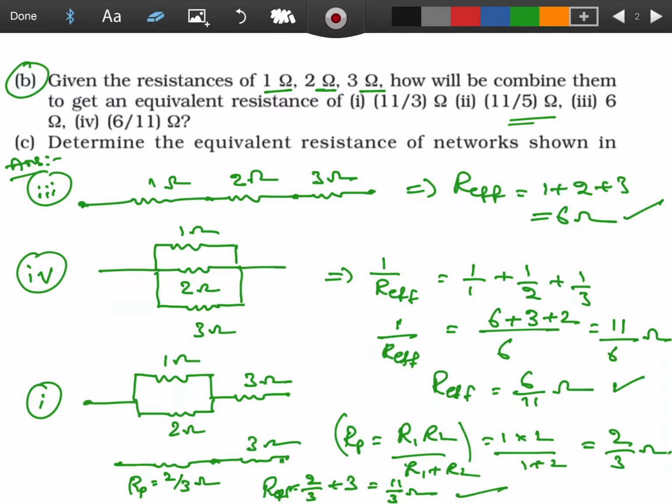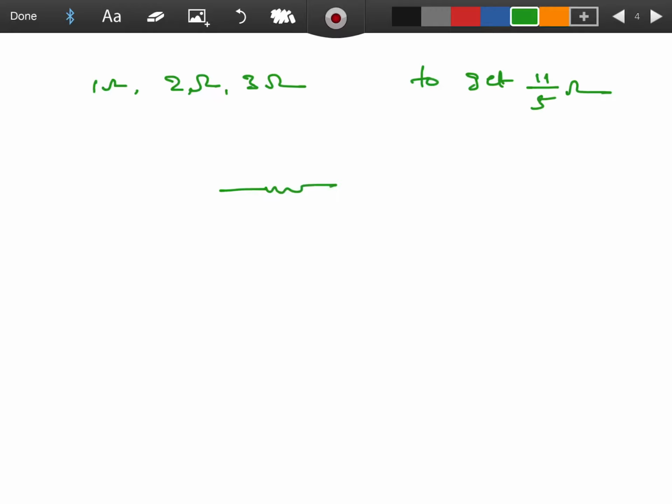Now coming to 11 by 5. How to arrange 1 ohm, 2 ohm and 3 ohm to get 11 by 5 ohm? Now check it. Now 2 and 3 I will place in parallel. This is 1 ohm. This is 2 ohm. This is 3 ohm.